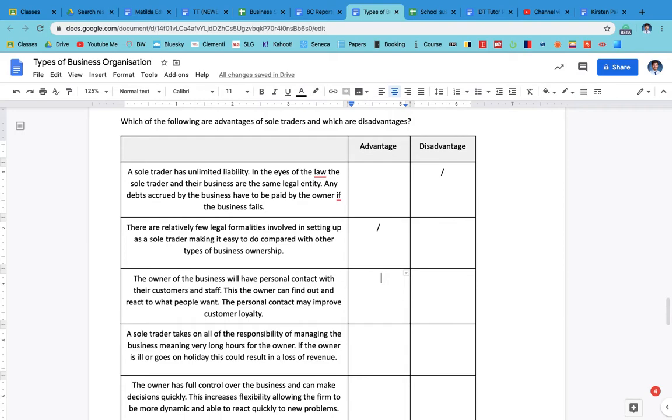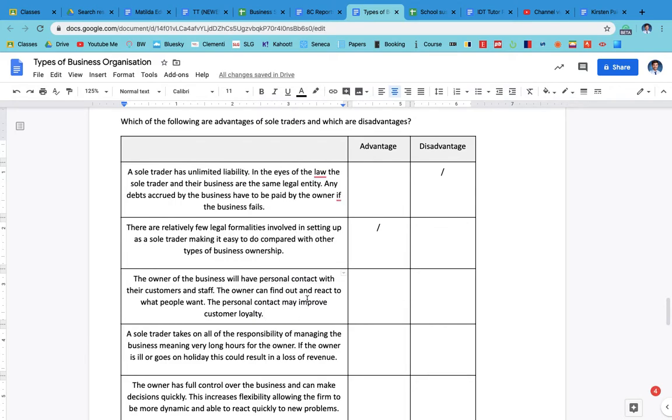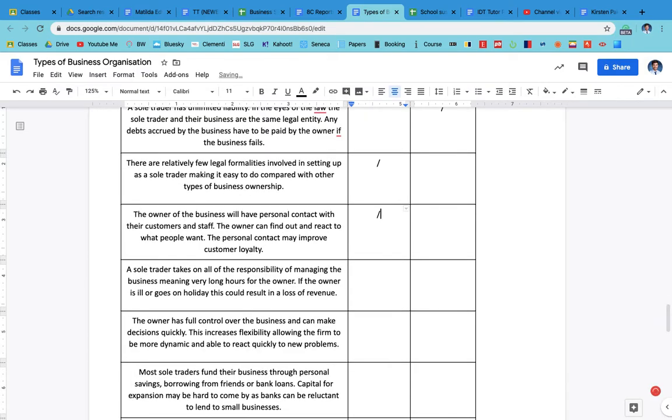Okay. The owner of the business will have personal contact with their customers. The owner can find out and react to what people want. The personal contact may improve customer loyalty. That's an advantage. A sole trader takes all of the responsibility of managing the business, meaning very long hours.